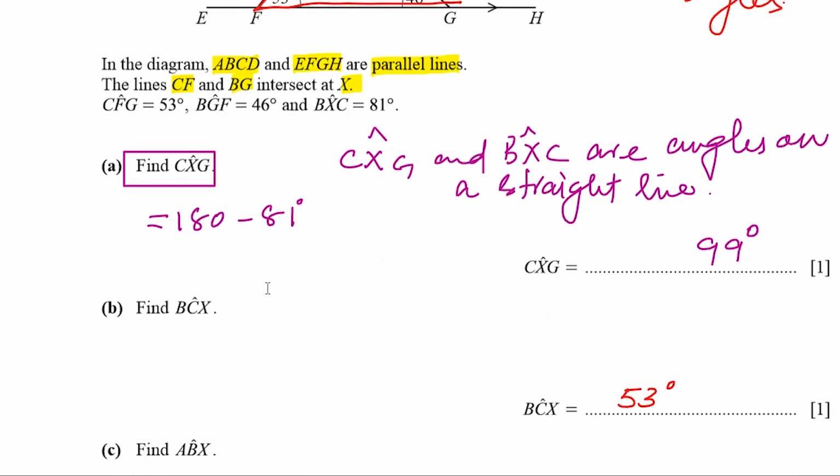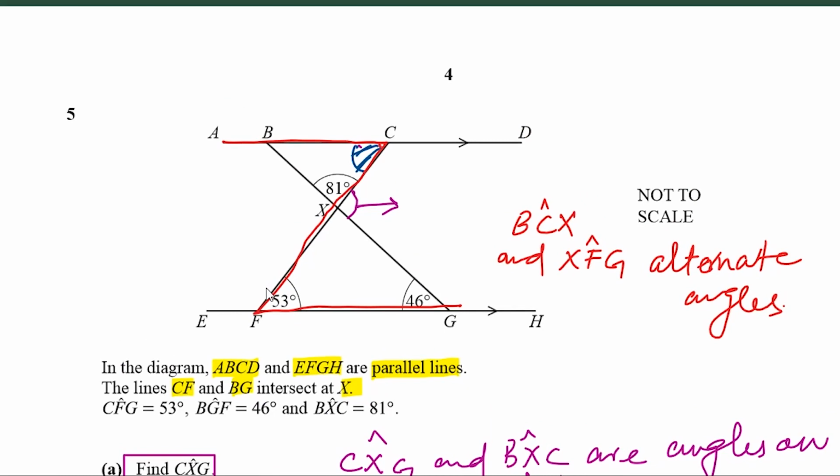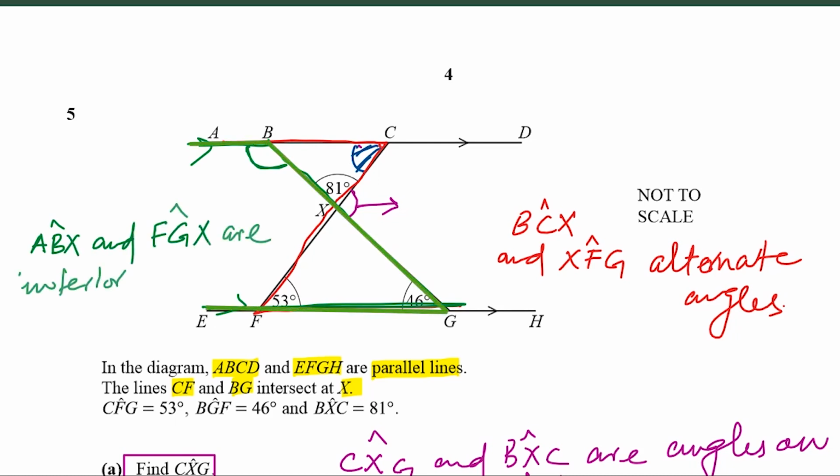And the C part is find ABX. So ABX, let's label it. In this case, AB and EG are parallel, and BG is transversal. So we can say ABX and FGX are interior angles with BC and FG parallel, or you can say AB and FG parallel and BG as transversal.